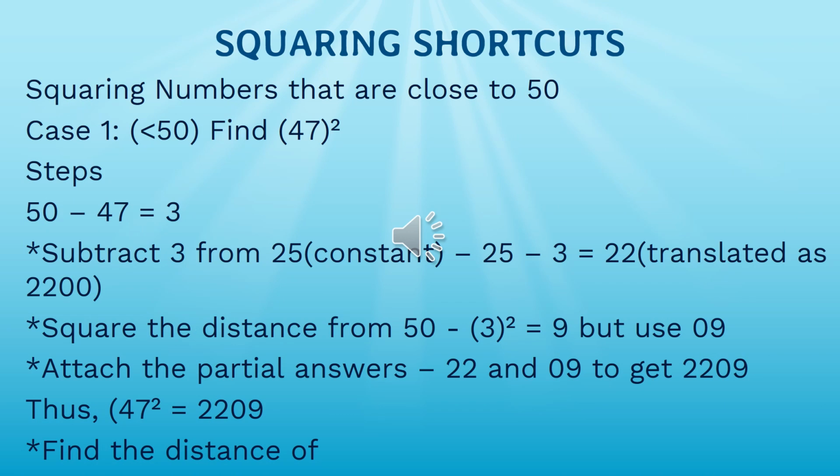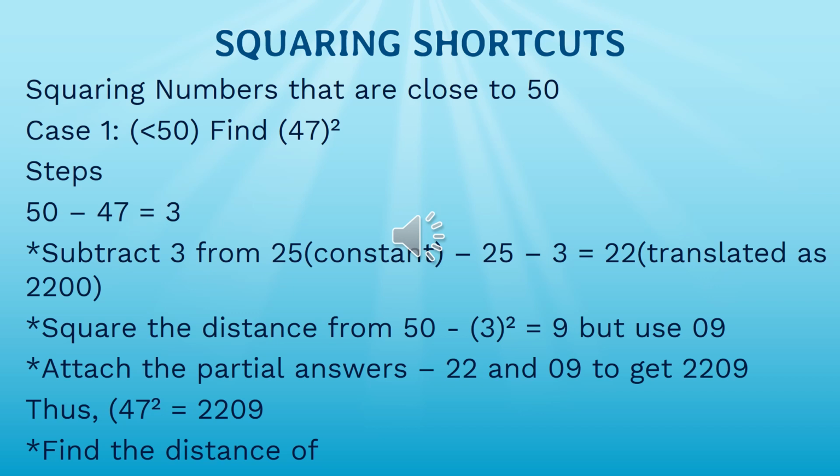Now let's move to another squaring shortcut. This shortcut is applicable whenever we have a number to be squared that is less than or greater than 50. It means the number is close to 50. And let's take 47 as our example. So what is the square of 47? First we need to find the distance of 47 from 50. 50 minus 47 is 3. So the distance is 3.